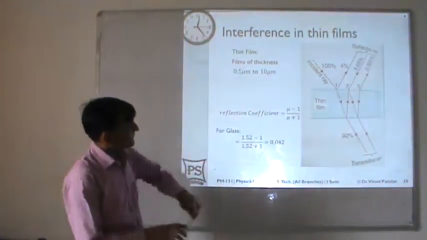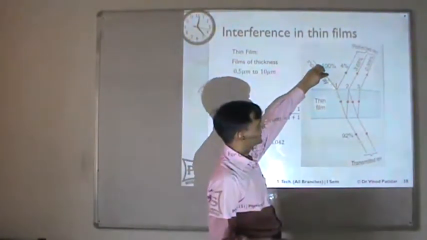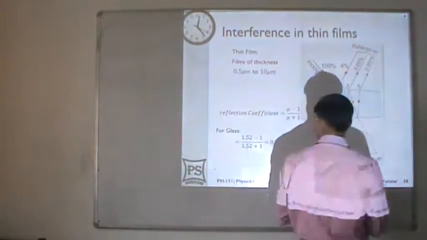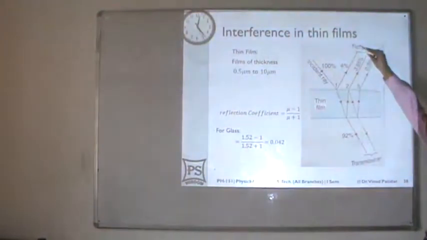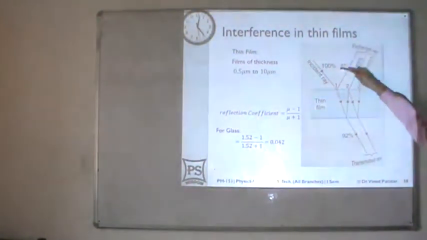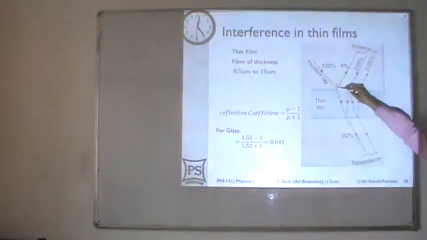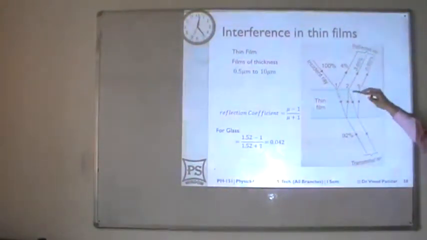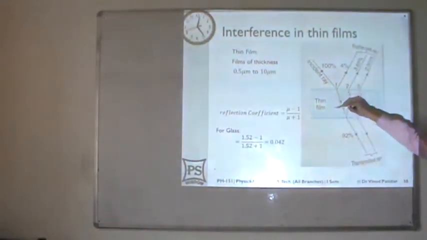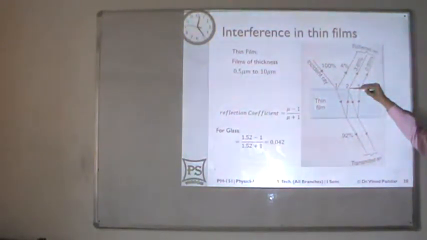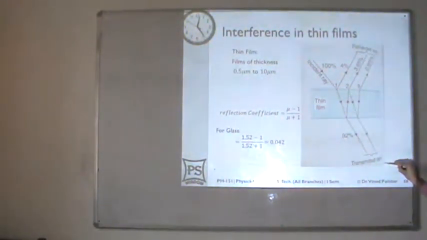So if the energy of the incident ray is 100%, then some portion would be reflected, and you can determine from this particular value that it is 4.2%. So 4.2% will go back in the same medium as a reflected wave, and the remaining will go into the glass as a refracted wave. Now this wave is again reflected from the lower surface. Out of this 96%, again there will be a reflection of 4% of the 96%, and the remaining will go out of the glass plate, which is approximately 92%.